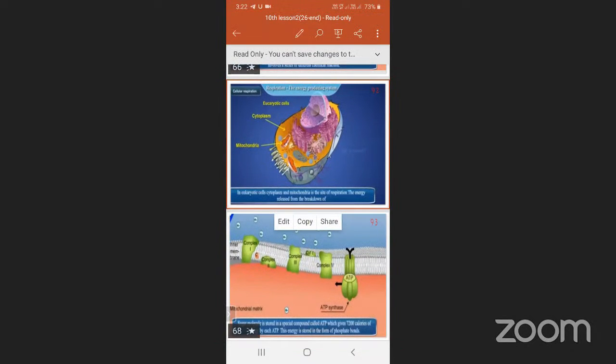Okay, see here. In prokaryotic cells, respiration happens only in the cytoplasm, but in eukaryotic cells, the cytoplasm and mitochondria are the sites of respiration, children. Don't forget: in prokaryotic cells, which is the site of respiration? Only the cytoplasm. But in eukaryotic cells, the cytoplasm and mitochondria both are the sites of respiration.